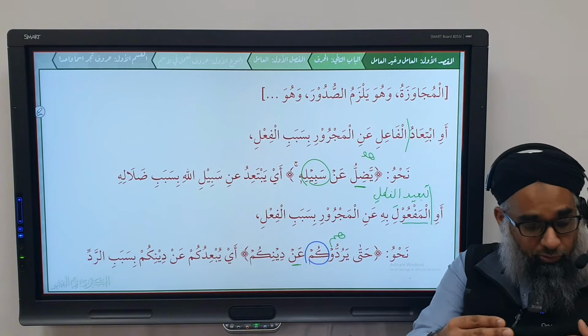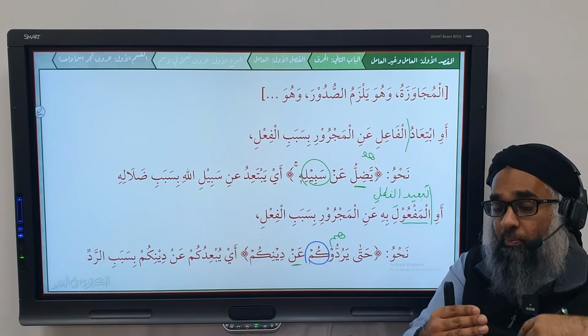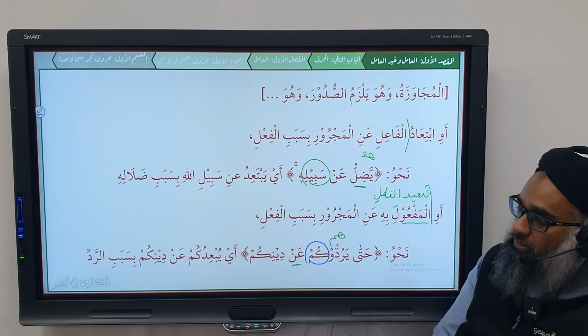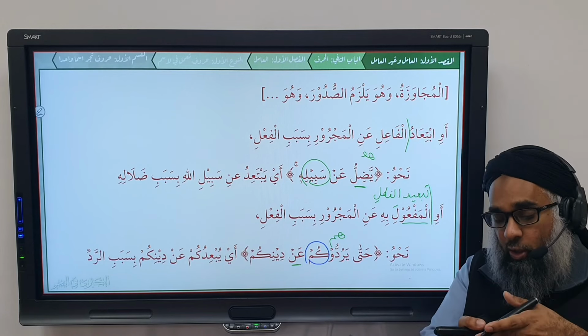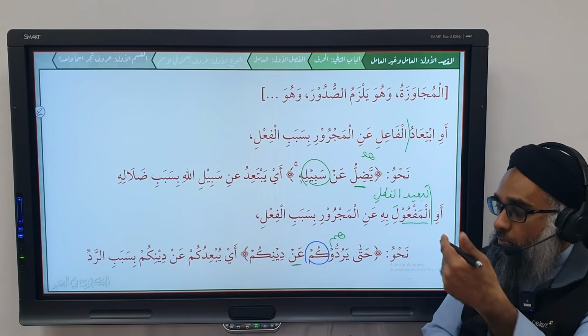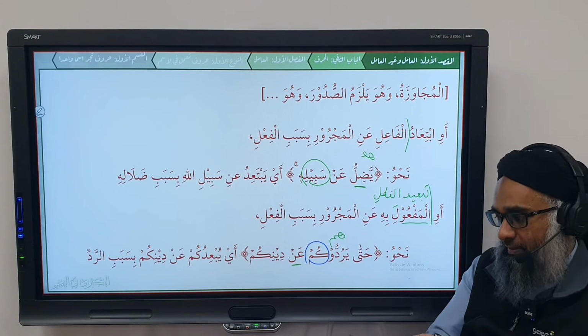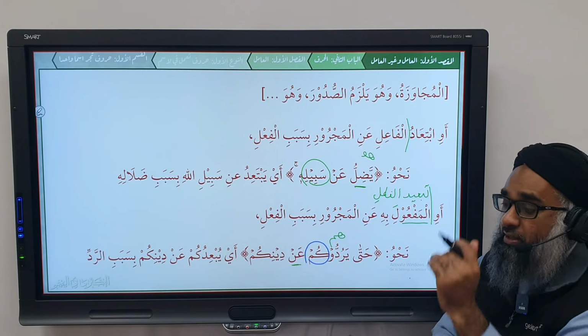مجاوزة means traversing the path, going beyond something, crossing the path. So now we hear يردوكم عن دينكم. So you're on your religion, but then they take you away from your religion. Why? Because of their رد. They're turning you away. So you go away from your religion because of them doing their رد to you.